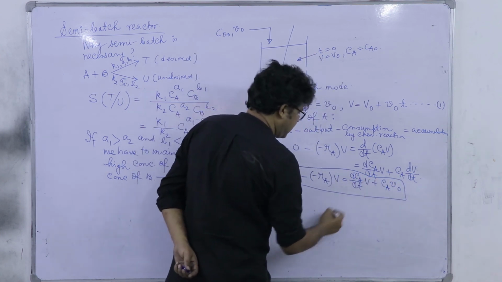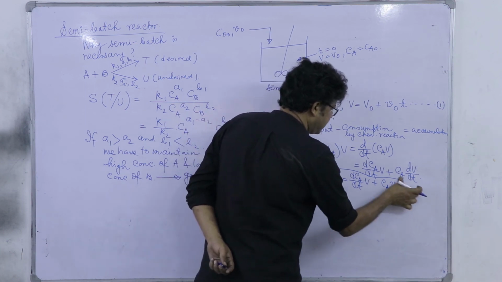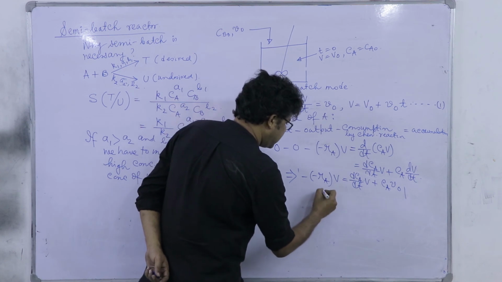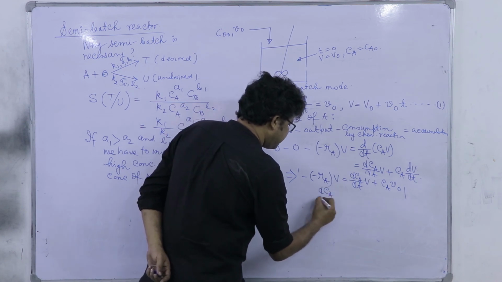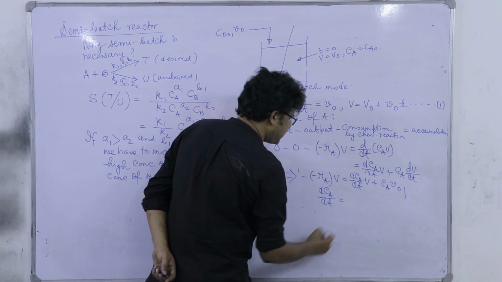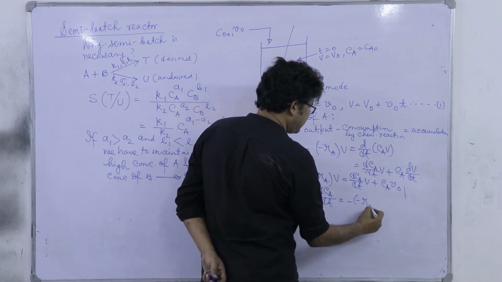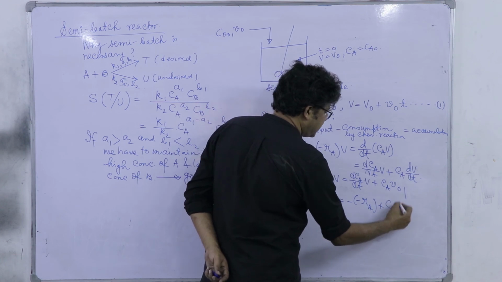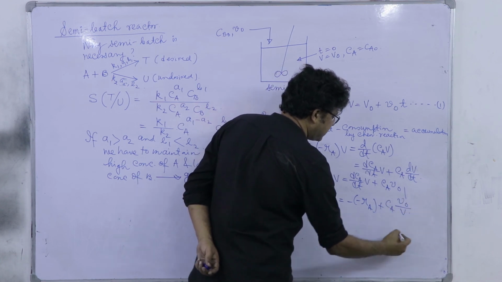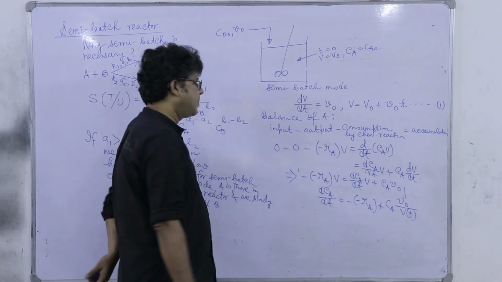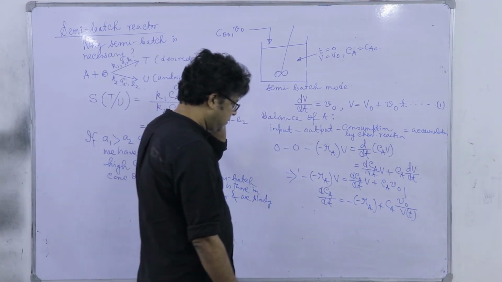We can further modify this if we want to write dCa dt equal to minus Ra plus Ca into V naught by V. So, V is a function of time, right. So, it is the second equation.